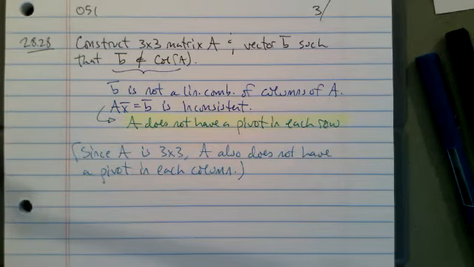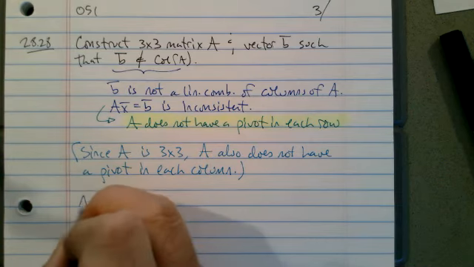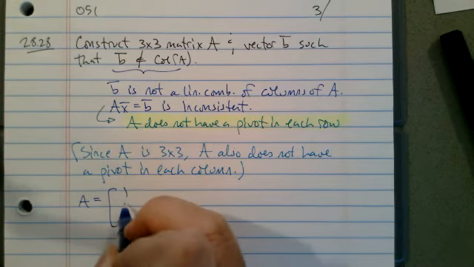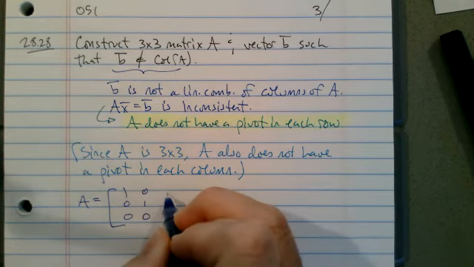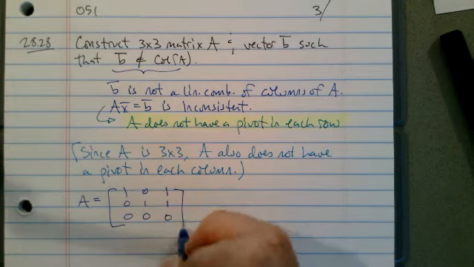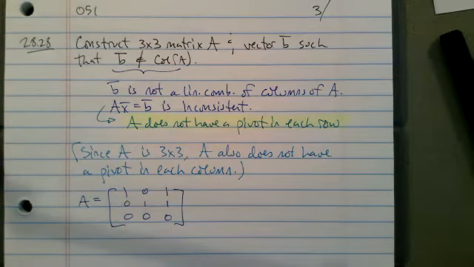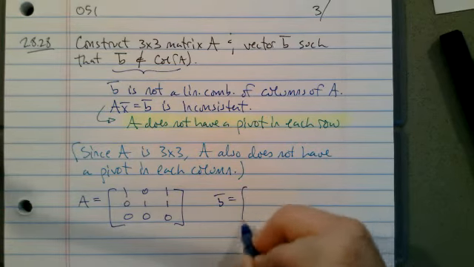So if B is not in the column space of A, that is, B is not a linear combination of the columns of A, that means the equation AX equals B is inconsistent. We just have to construct a matrix A that does not have a pivot in each row. So I'm going to say A is not going to have a pivot in each row. So 1, 0, 0, 0, 1, 0. And then I just need something that's not a pivot. So 1, 1, 0. When in doubt, always make your life as easy as possible. And then B can be 0, 0, 1.